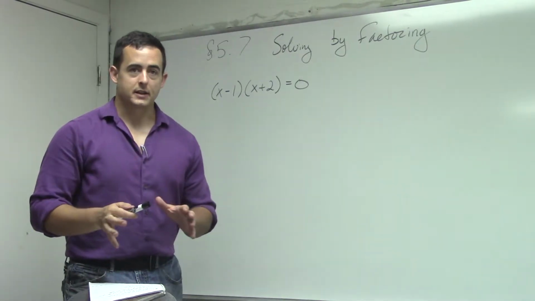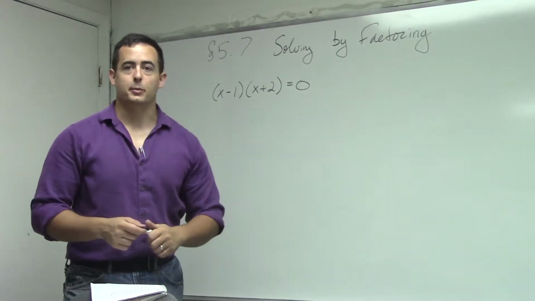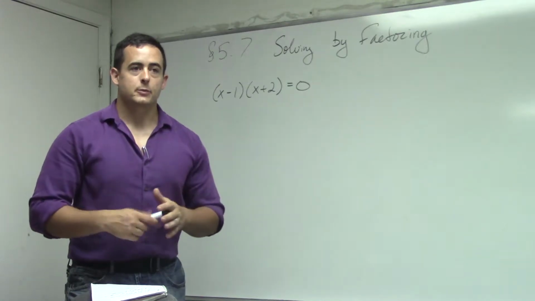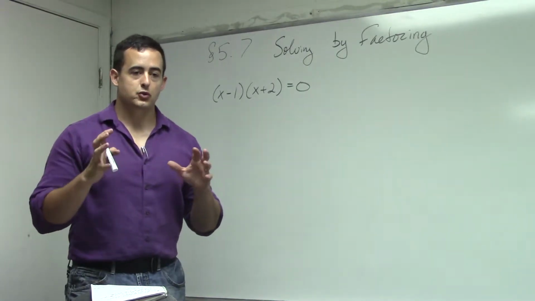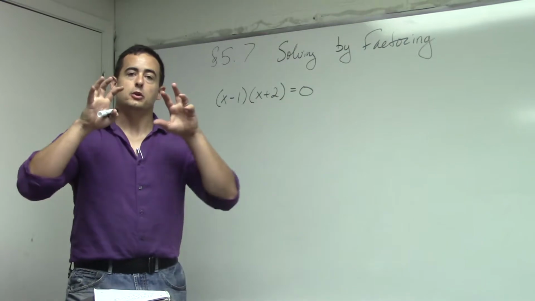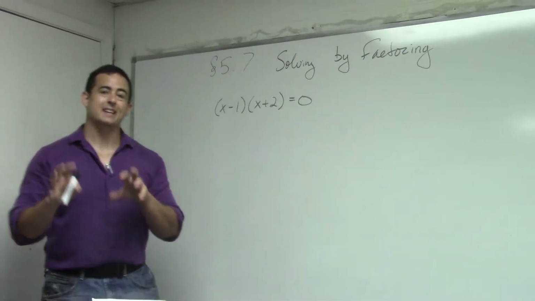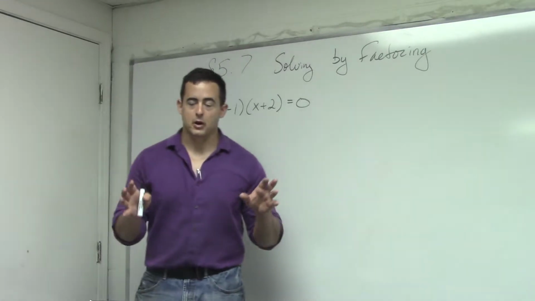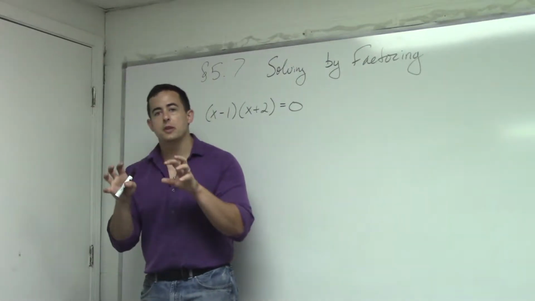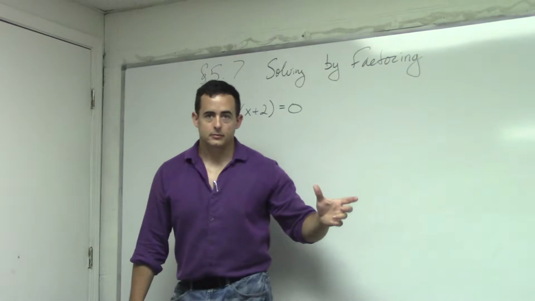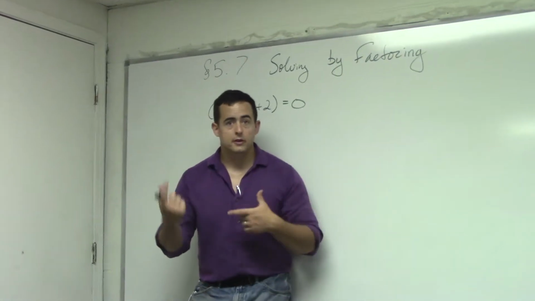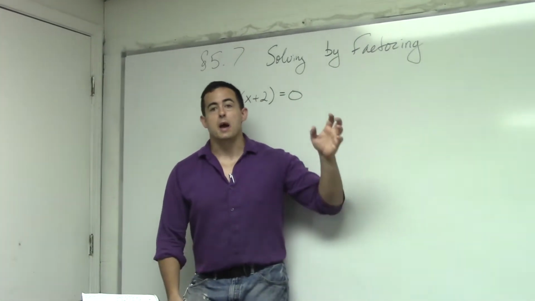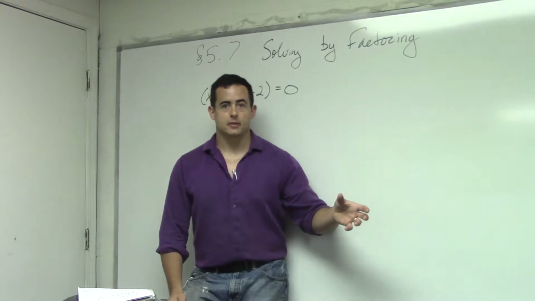The basic idea here, before I talk about the problem I've got up on the board, is you want to try and think of any way that you could multiply two values and get 0. That's going to be the trick for all of these solving by factoring problems. You're thinking about how you can multiply two things and get an answer of 0.